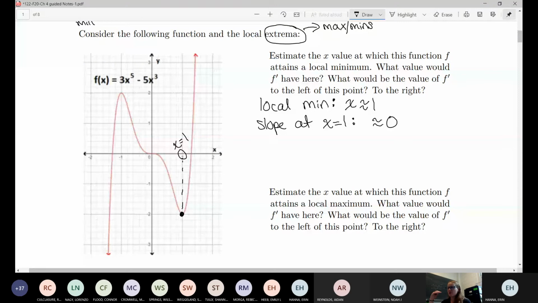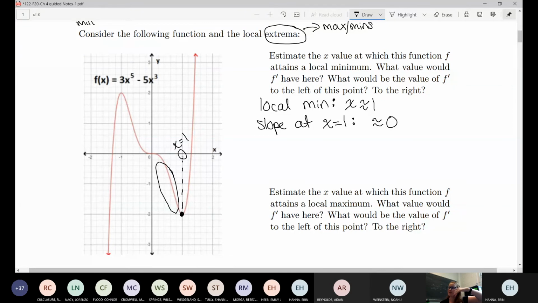So at that exact point that we're saying is probably that local min, we're saying that the slope is probably 0, approximately 0. And so what would the value of f prime be to the left and then to the right? Let me consider the left side of this function before x equals 1 and then the right side after x equals 1.